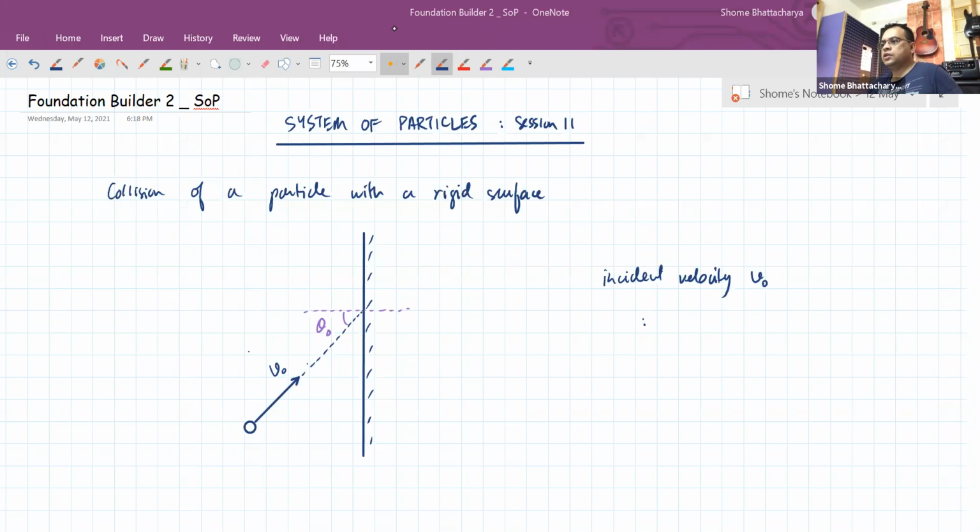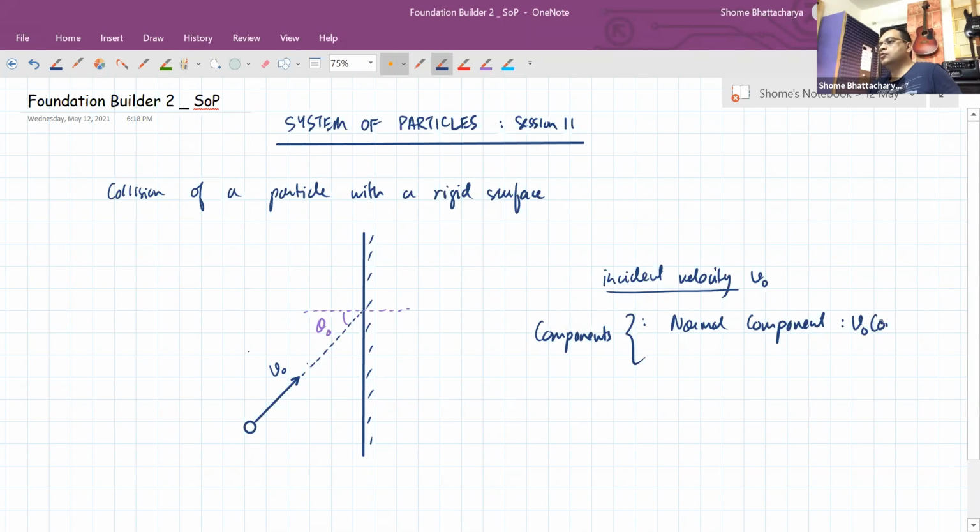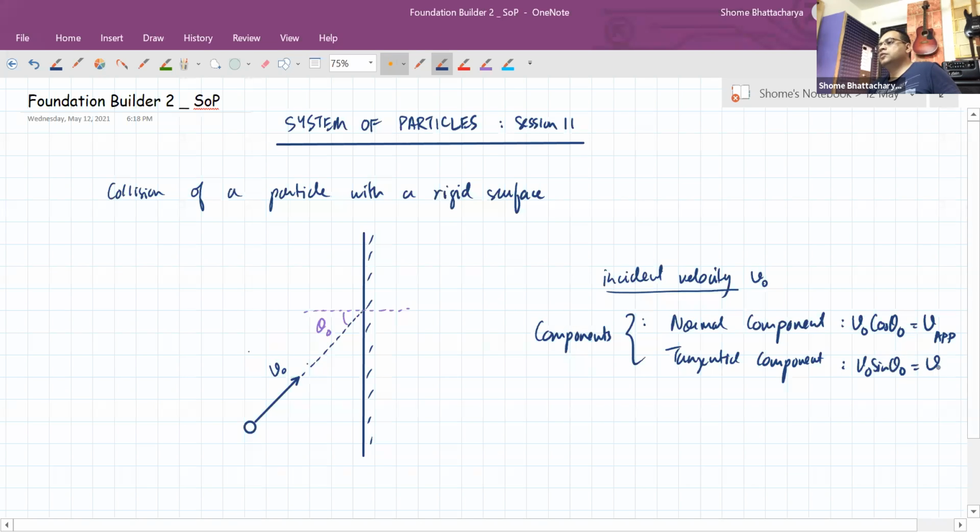Yeah, so the incident velocity V naught has two important components. The normal component, which is V naught cos theta naught. That is also the approach velocity. Okay. And the tangential component, which is V naught sine theta naught, which you can just write with this symbol. So after the impact is over, if the particle goes off at a velocity V like this, at an angle of reflection with respect to the normal of theta.